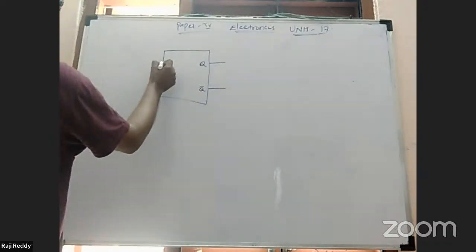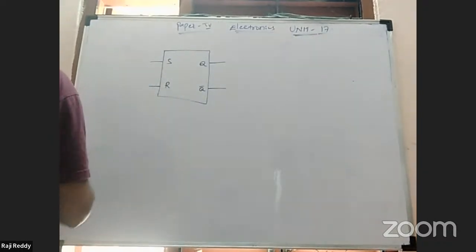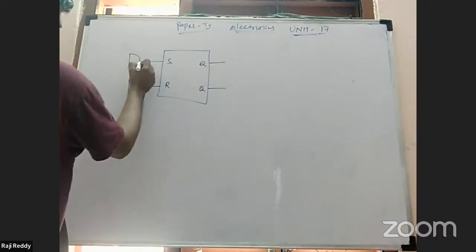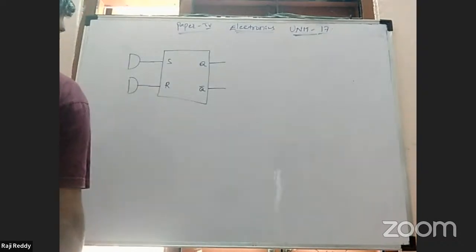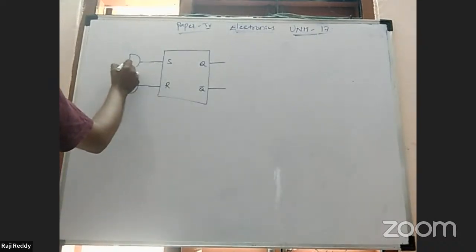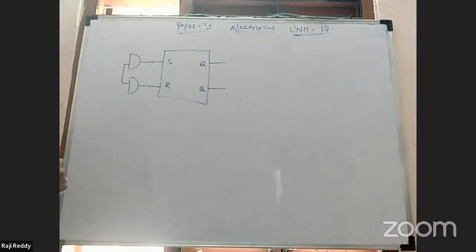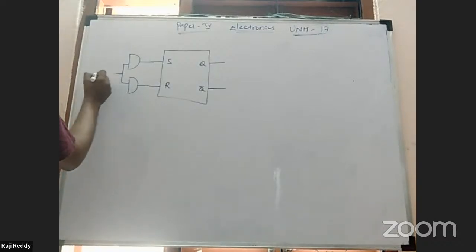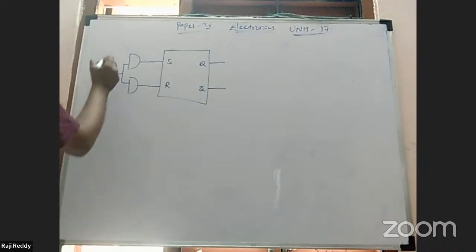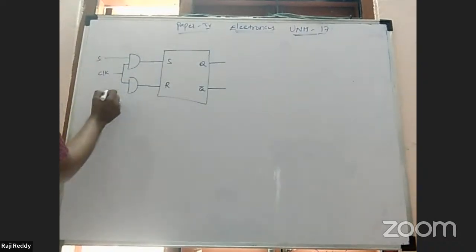Here these inputs are connected through AND gates. One AND gate, other AND gate. The AND gate outputs are connected to the flip-flop inputs S and R. S indicates set, R indicates reset. For these two AND gates, one common terminal is given a clock, CLK. One input is set, the other input is reset.